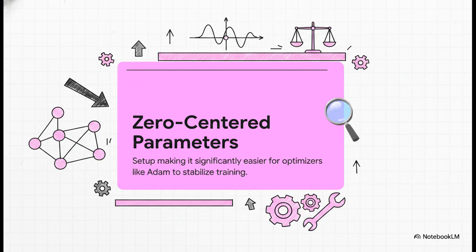Well, these zero-centered parameters are a brilliant, deliberate engineering choice. By keeping that learnable parameter centered at 0 instead of offset from it, it makes it significantly easier for optimizers like Adam to actually stabilize the model training. This right here is exactly why building from scratch is the best teacher. You would totally miss under-the-hood stability tricks like this if you only ever used high-level wrappers.